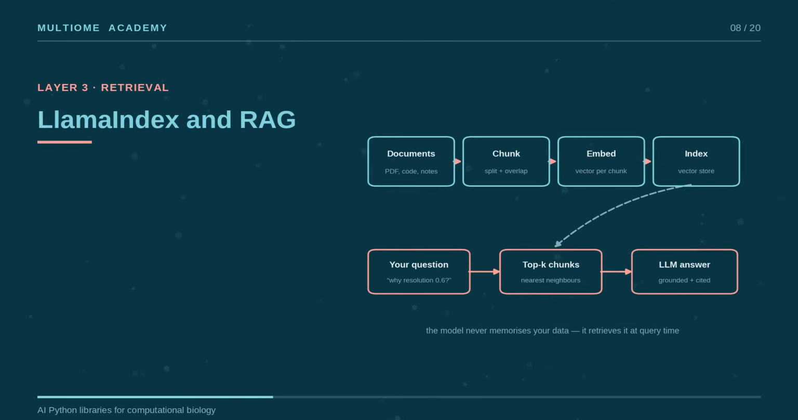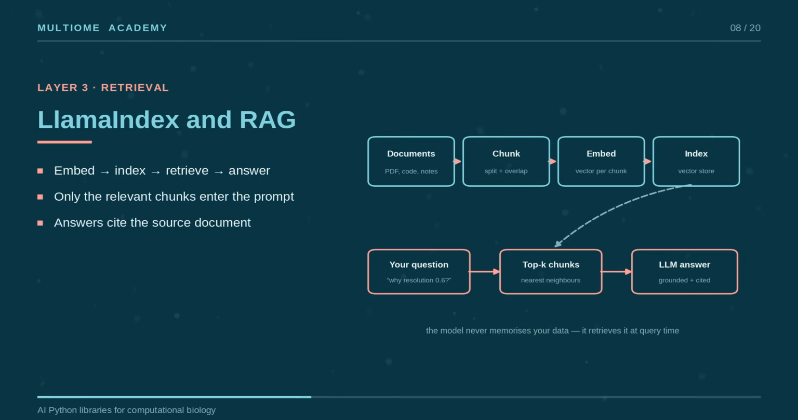Next, retrieval. A model only knows what is in its context window right now. Retrieval augmented generation fixes that. You embed your documents into a vector index, find the chunks most similar to the question being asked, and put only those chunks into the prompt. LlamaIndex gives you that entire pipeline: loaders, chunking, embeddings, the index itself, and a query engine. The important point is that the model never memorizes your data. It retrieves it at query time with a citation.